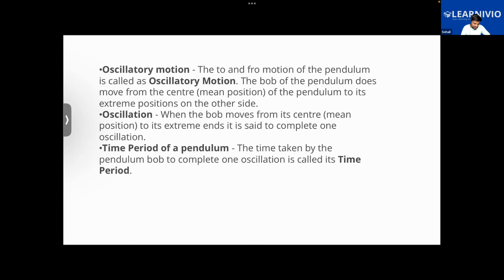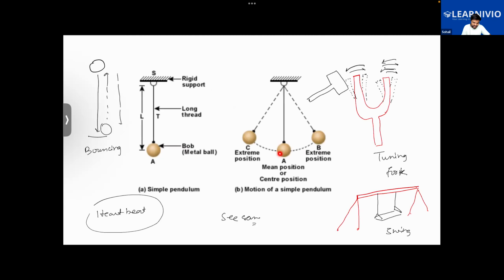Right now, we are going to learn about oscillatory motion. Talking about oscillatory motion, we have the example of a pendulum to understand this. The to and fro movement done by the pendulum gives it an oscillatory motion. Basically, when an object moves about a mean point in the forward and backward direction and comes back to the mean position, it is said to be doing a periodic or oscillatory motion.